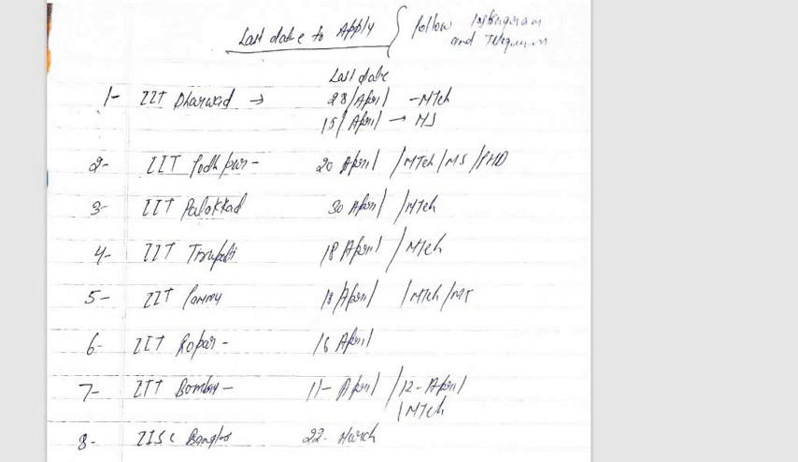Second is IIT Jodhpur, 20 April for M.Tech, MS and PhD. If you want to apply for M.Tech, MS or PhD, you can apply. Third is IIT Palakkad, that is 30 April for M.Tech. And IIT Tirupati: maximum IITs have opened, only a few IITs are left. IIT Tirupati's last date is 18 April.